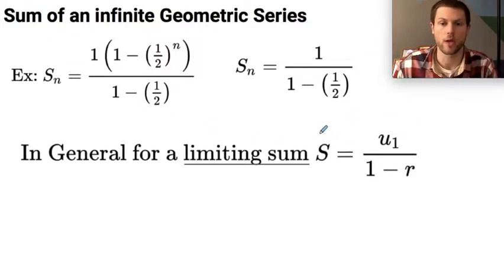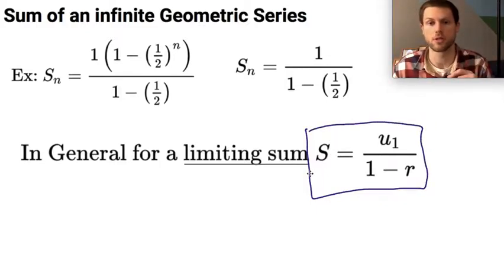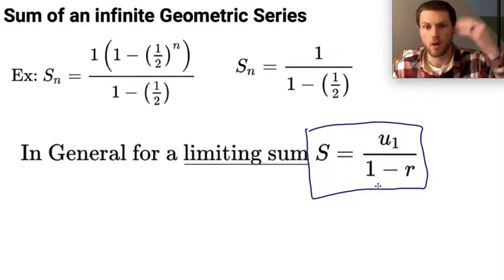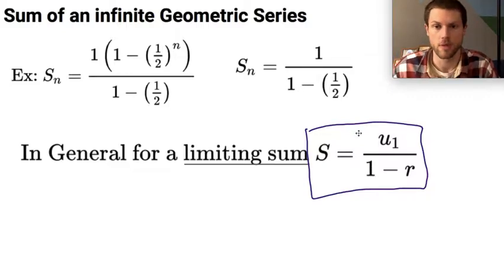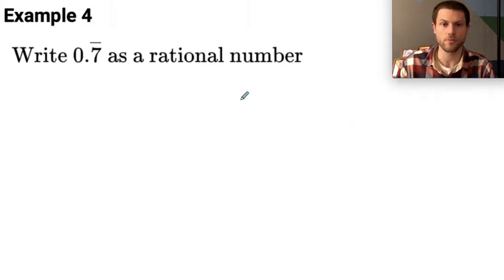And here's my equation for a limiting sum of an infinite geometric series. So notice there's no n here because this is after adding up an infinite number of terms. So I'm not stopping n at any point. This is what I would get once I add all of the terms for infinity into this series. So this is my general formula for what we call a limiting sum. So let's see this put in practice here.